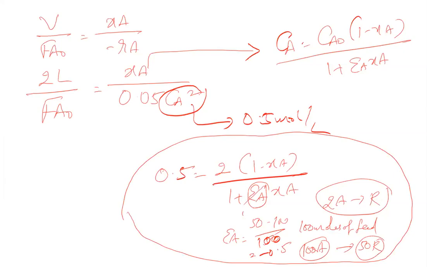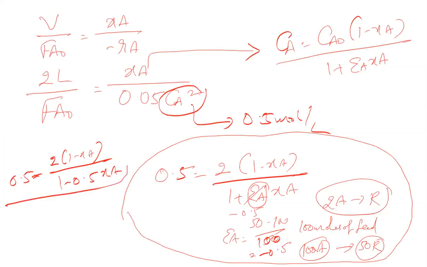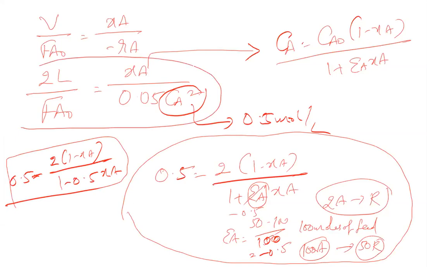So here if you substitute minus 0.5, then 0.5 is equal to 1 into 1 minus XA by 1 minus 0.5 XA. From this one, calculate XA, substitute here, you will get FA naught. These are all some practice problems from the GATE point of view.